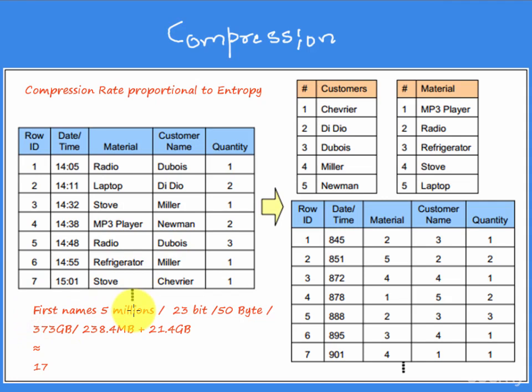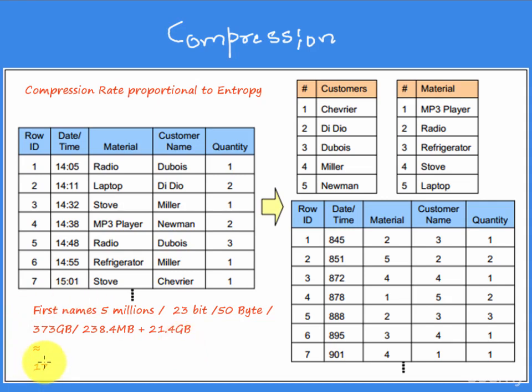So if you take that item size, we need about 50 bytes per item, and if you total it, it comes up to somewhere around 373 GB. Now if you compress it, the dictionary will take about 240 MB and the actual vector will take about 22 GB. So we are roughly talking about less than 25 GB. So we can achieve a compression ratio of 17.